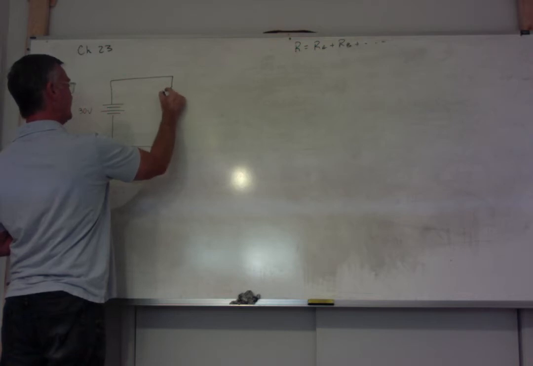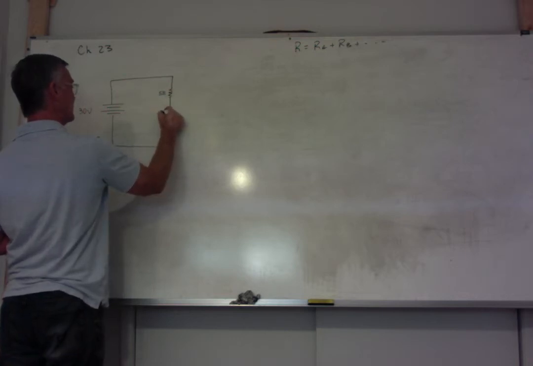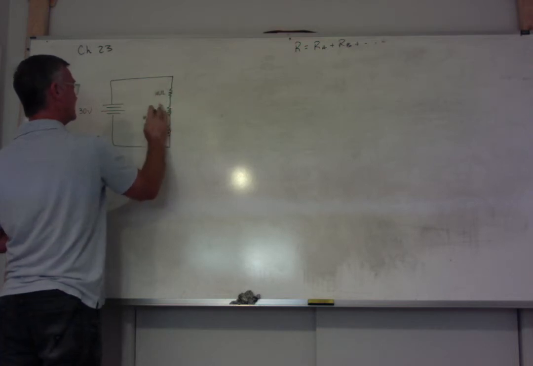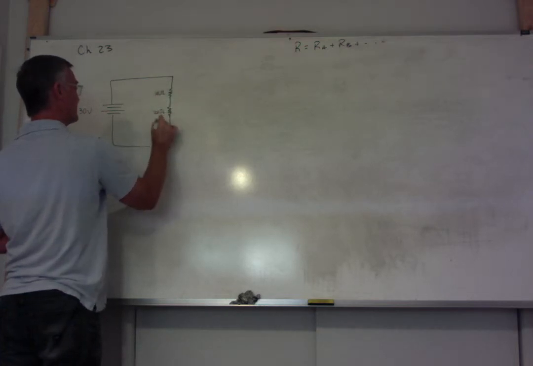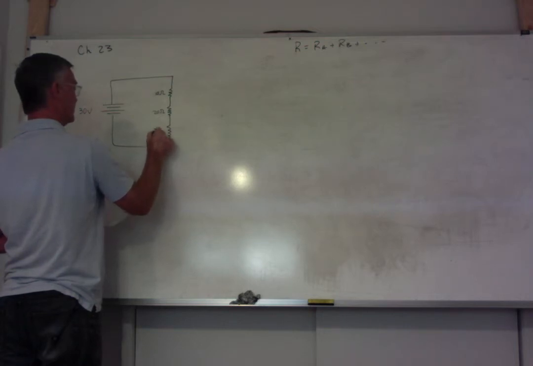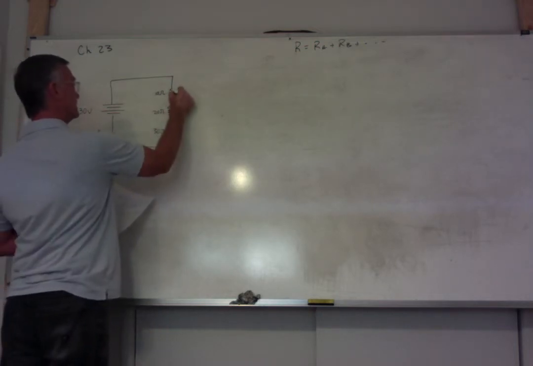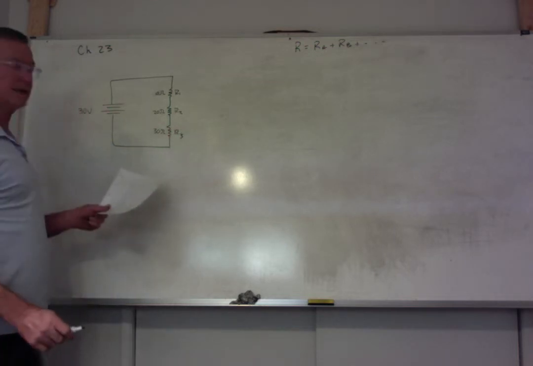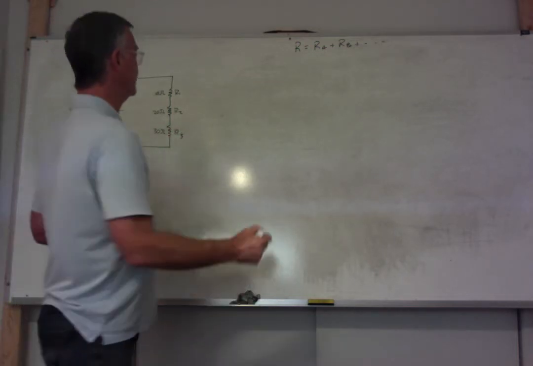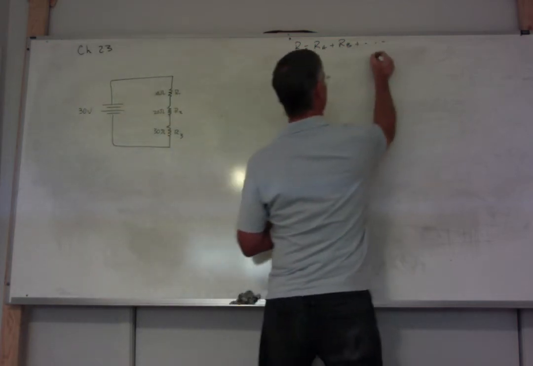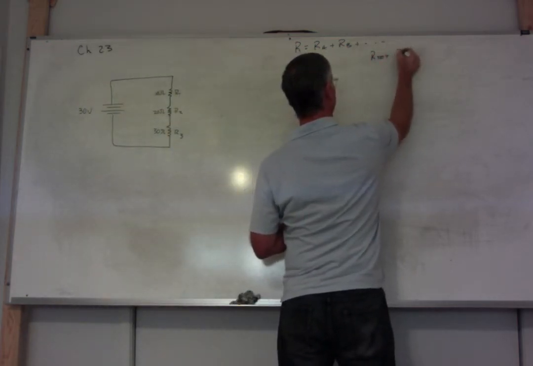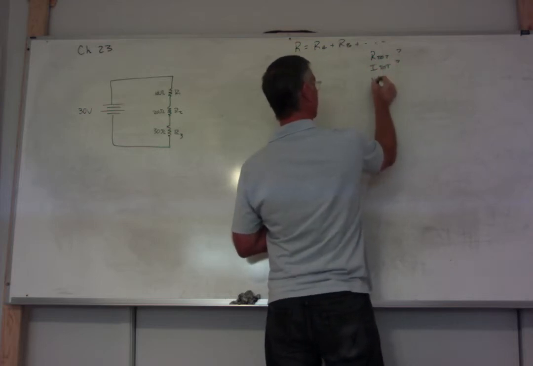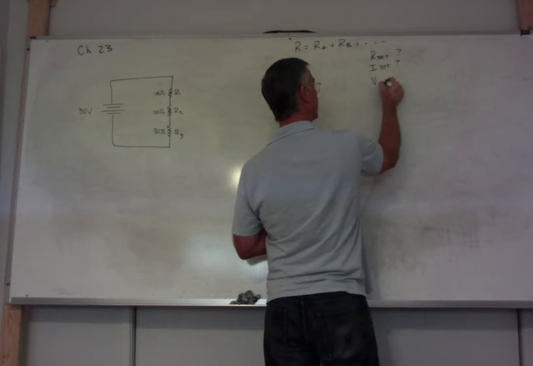Let's say we had a 5 ohm resistor, a 10 ohm, no, let's do a 10 ohm, a 20 ohm, and a 30 ohm resistor. So this is R1, R2, and R3. And what you're going to be asked is, what is the total current? What's the total resistance? What's the total current? And what is the voltage drop across each resistor?